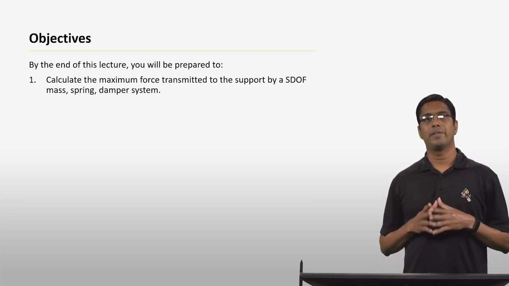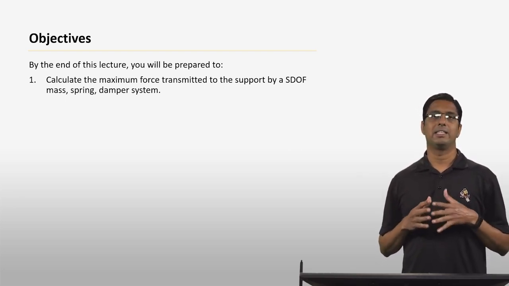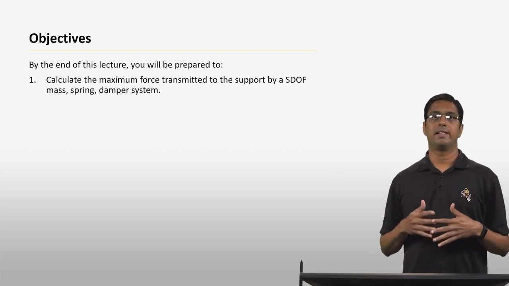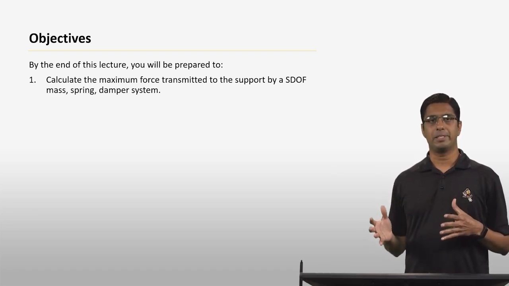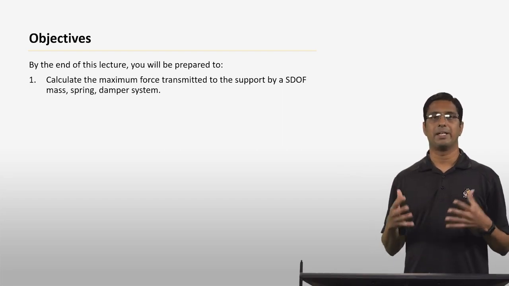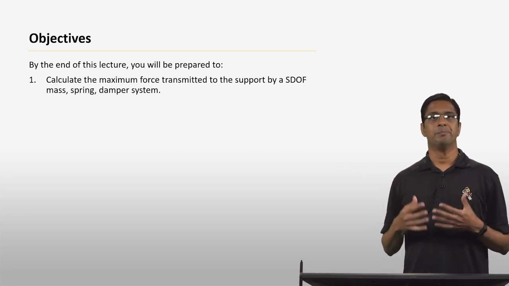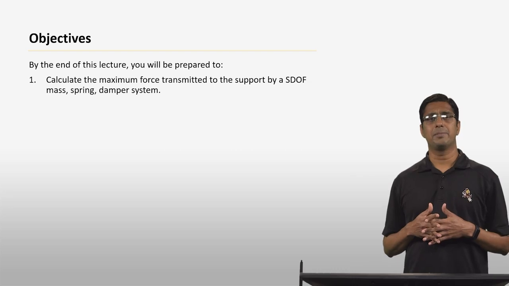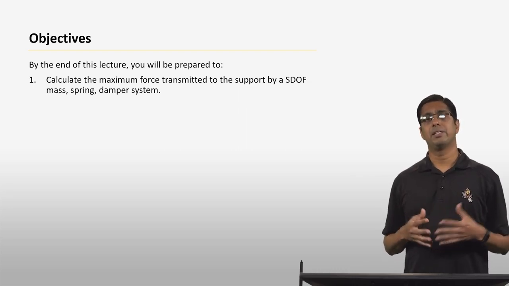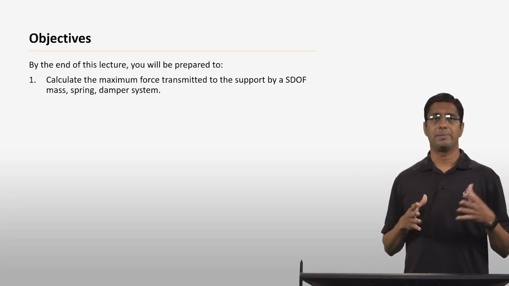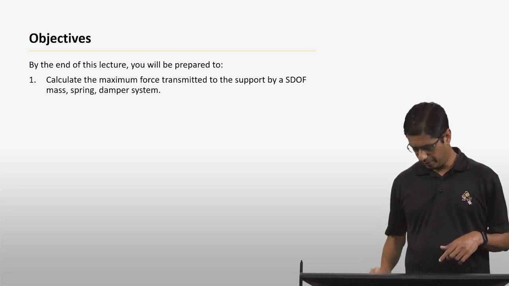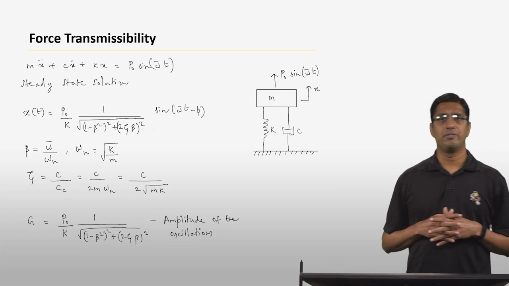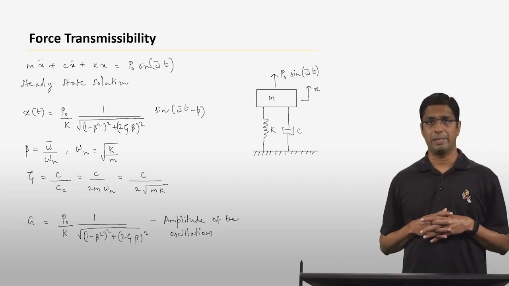Essentially, what we are going to do is calculate the maximum force that is transmitted to the support by a single degree of freedom system that comprises a mass, spring, and damper. We have looked at mass, spring, damper systems, and now we're going to look at what is the force that is being conveyed by the system on the support or the base. Okay, so let's think of the scenario where something like this might be applicable.